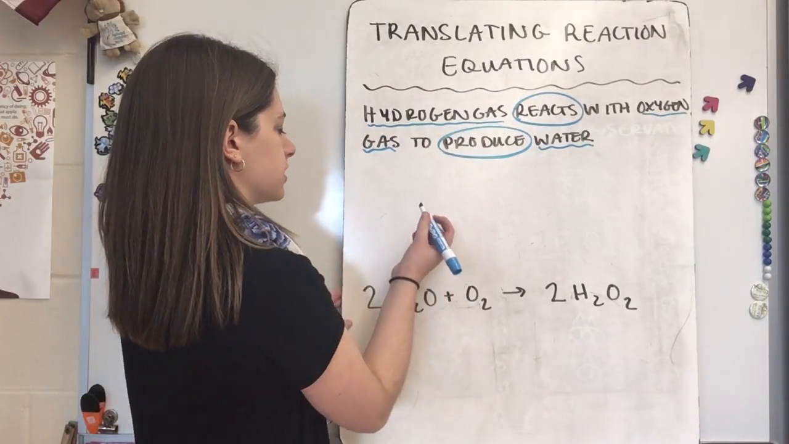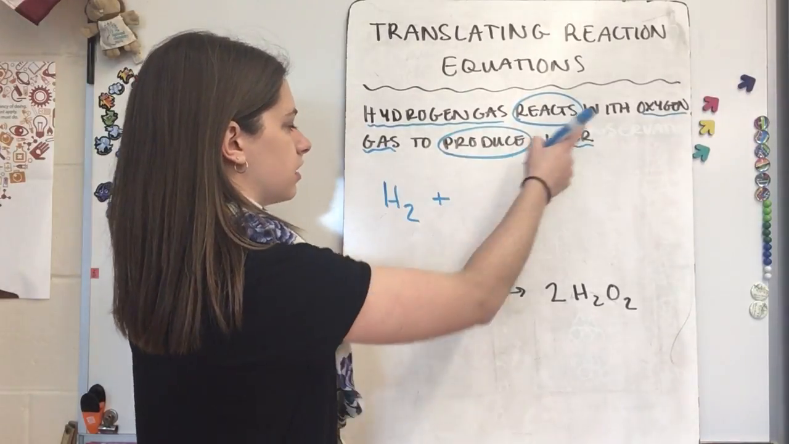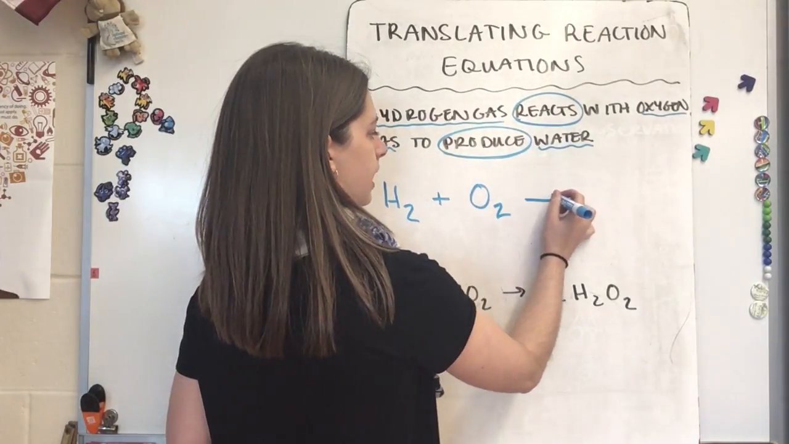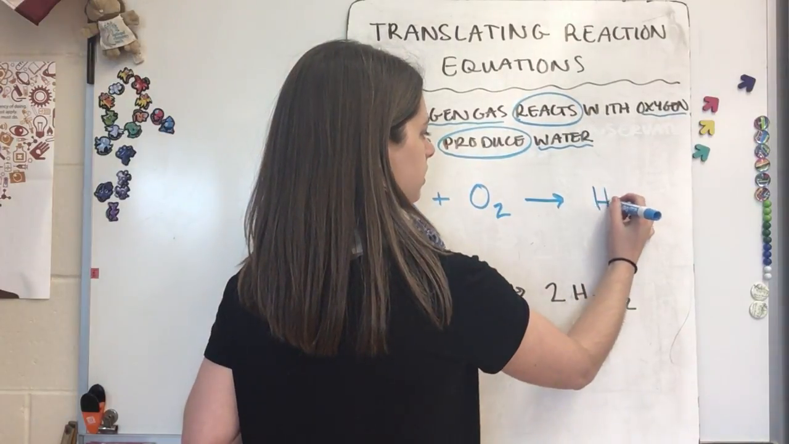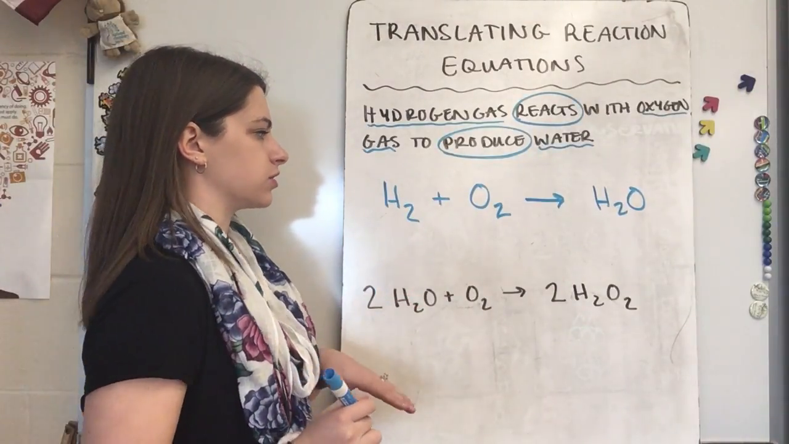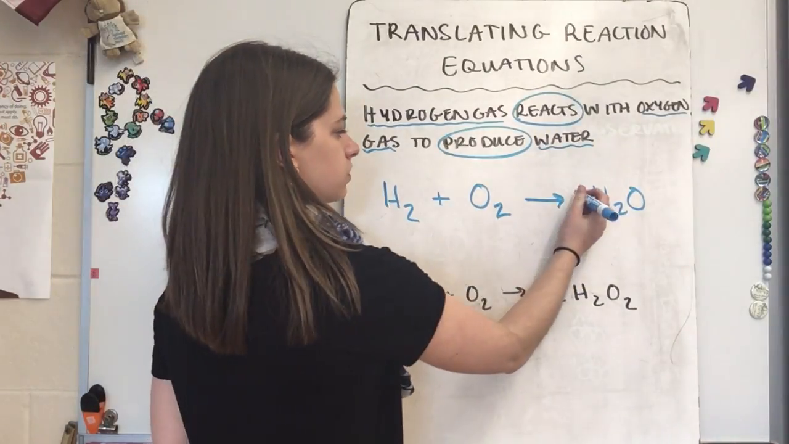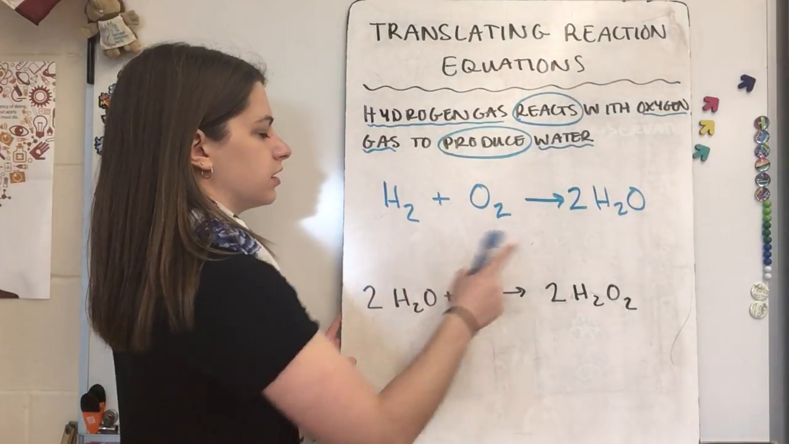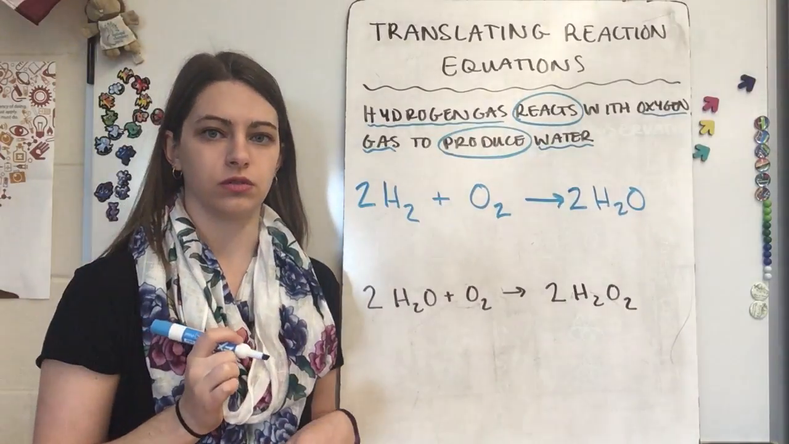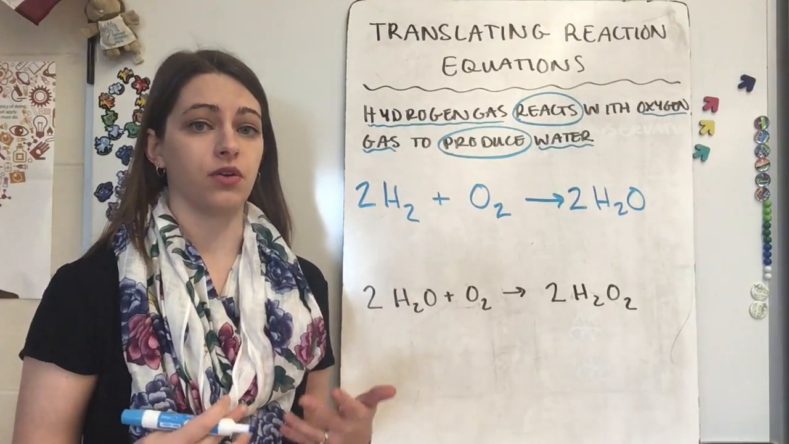So hydrogen gas, hydrogen's a diatomic, so it's H2. Reacts with, so I'm going to add a plus. Oxygen gas, oxygen's also a diatomic, so it's O2. To produce, I'm going to put my arrow in, and then water. My formula for water is H2O. So I have my formulas correct, so now I have to go through and make sure it's balanced. I have two hydrogens, two oxygens, one oxygen. So I'm going to add a 2 as my coefficient. That balances my oxygens but changes my hydrogens, so I need a 2 in front of my H2, so now this is balanced.